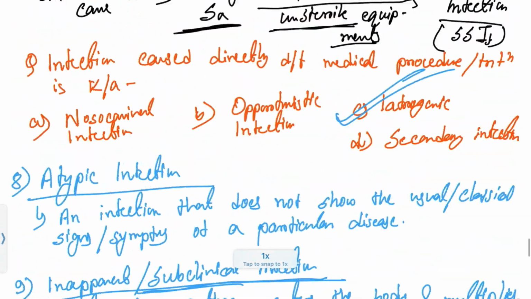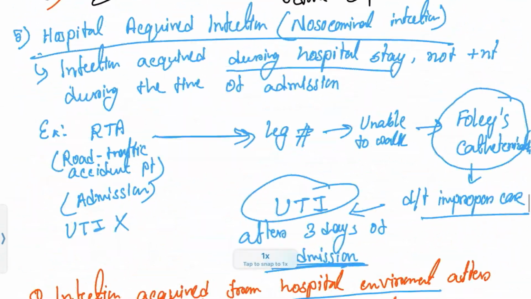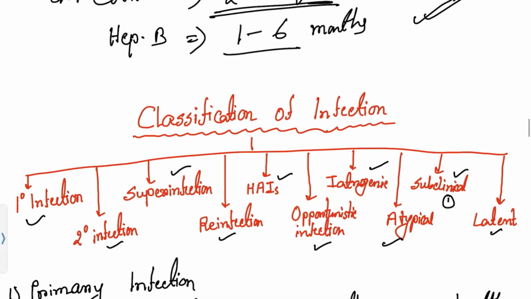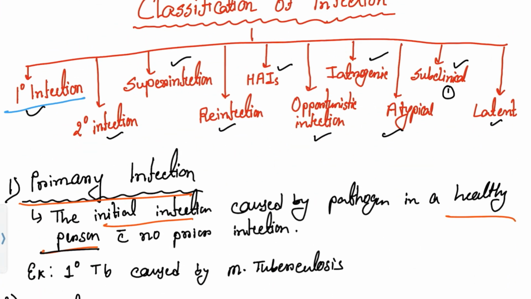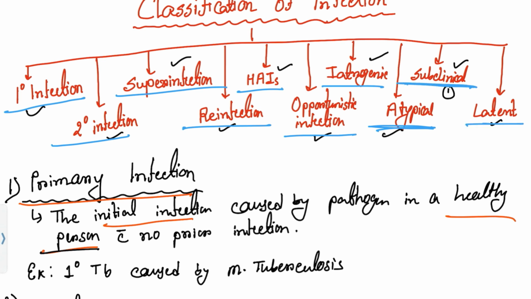So what we have discussed so far in today's class are all the major classifications of infections: primary infections, secondary infections, superinfections, reinfection, hospital acquired infections, opportunistic infections, iatrogenic infections, atypical infections, subclinical or inapparent infections, and latent infections. We have solved MCQs from each infection classification. I hope this class will be helpful for you all, making the notes properly and keeping your preparation on track.